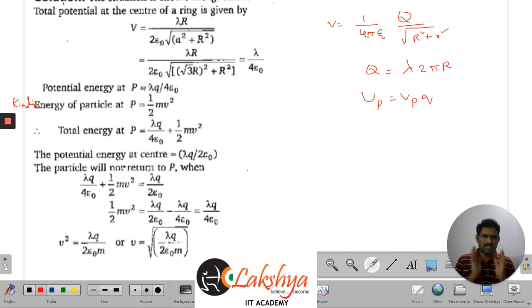Again, this is only a conservation of energy problem. Like in previous classes, we discussed some problems based on the conservation of energy and electrostatic potential energy. Here also, just the continuous charge distribution is involved, that is, the potential due to the ring is involved. That is the only difference. Such a lot of problems will be there based on these minimum velocity calculations. Let us see such model problems here.